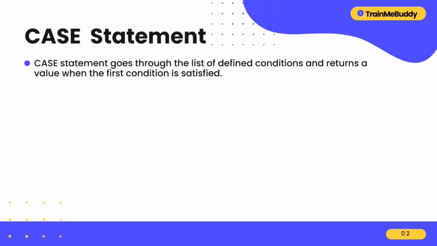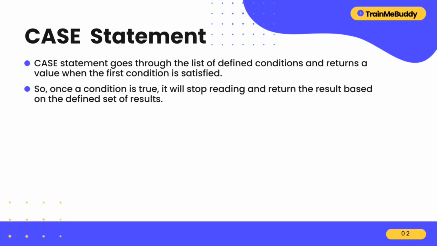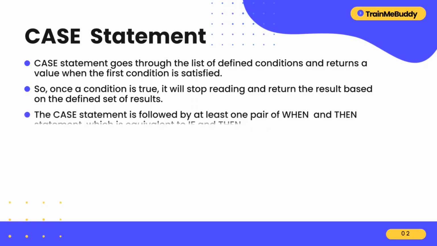So what is the CASE statement? The CASE statement goes through the list of defined conditions and returns a value when the first condition is satisfied. So once a condition is true, it will stop reading and return the value based on the defined set of results. The CASE statement is followed by at least one pair of WHEN and THEN statements, which is equivalent to if and then in any other programming language.